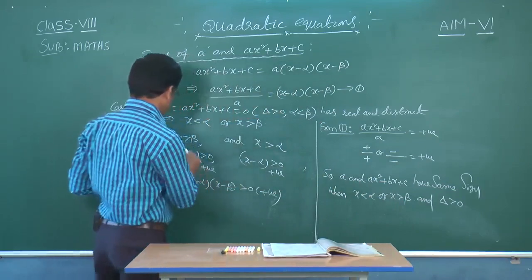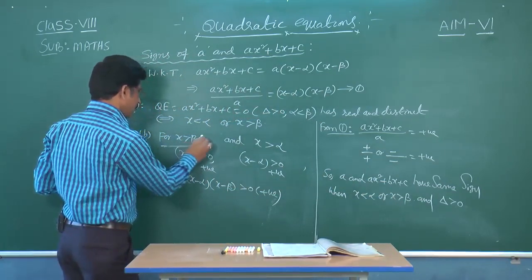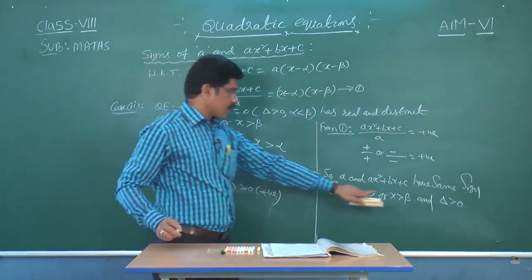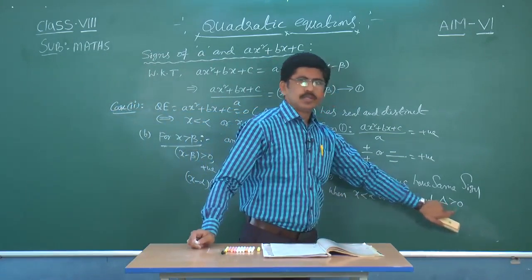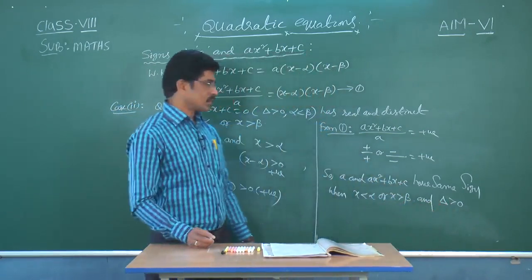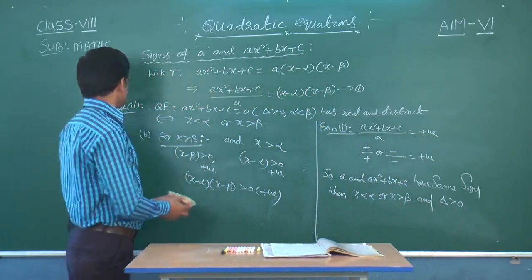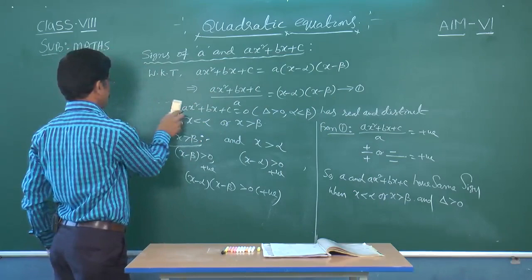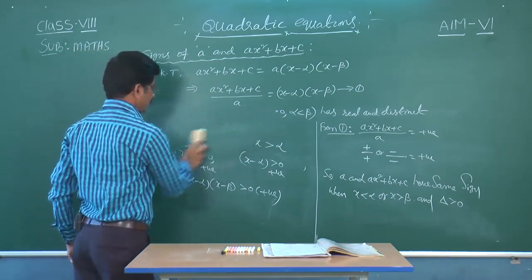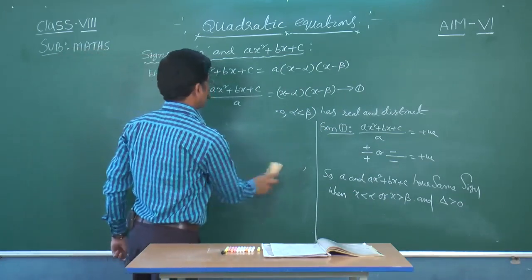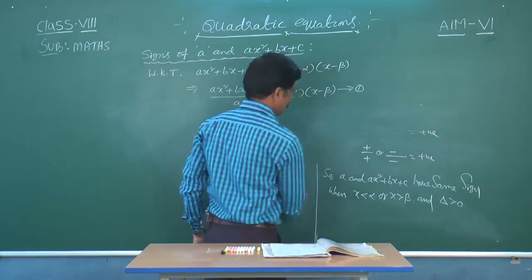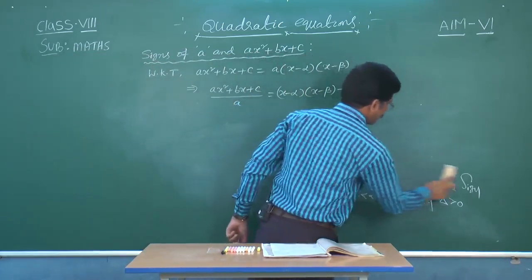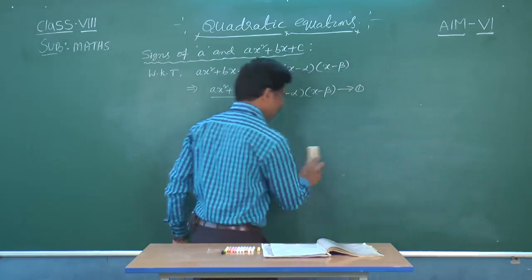We are taking x greater than beta and delta greater than 0. It is proved. Next, the third one, we are going to the third case.